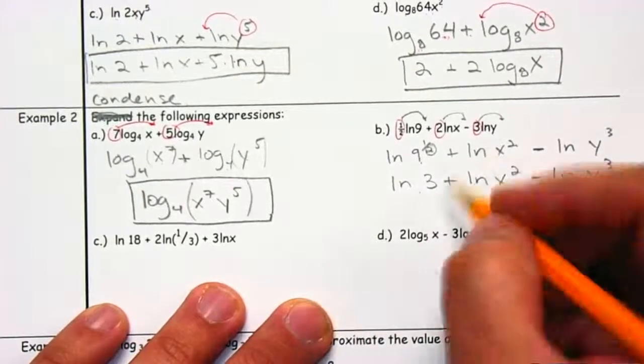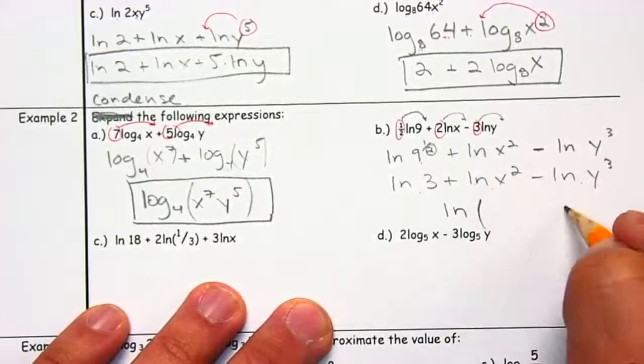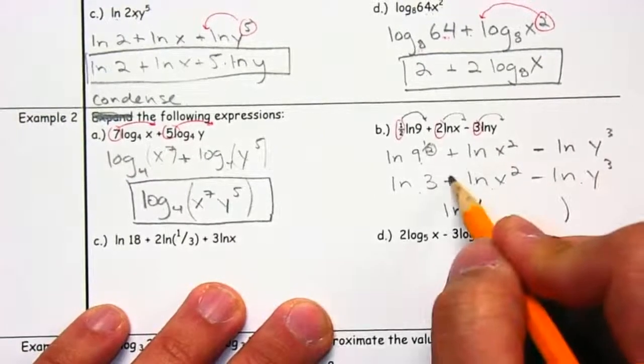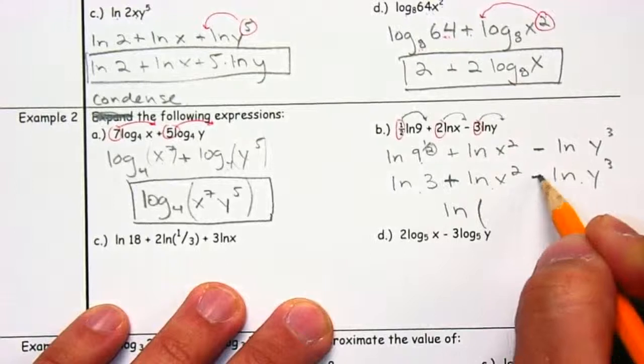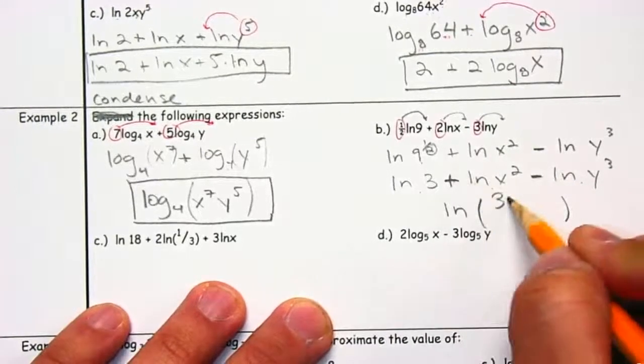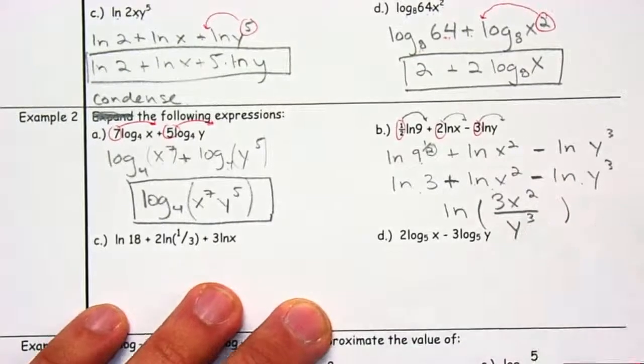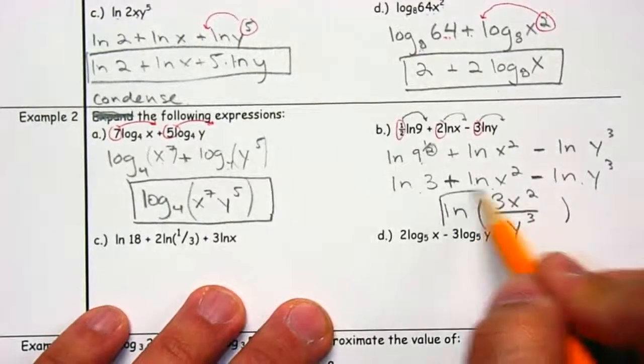So three of them are going to turn into one log, which is ln. And inside that log, I have multiplication here because it comes from addition. This is going to be on the bottom because it has a subtraction. So on top I have 3x squared. On the bottom I have y to the third. And there's our answer.